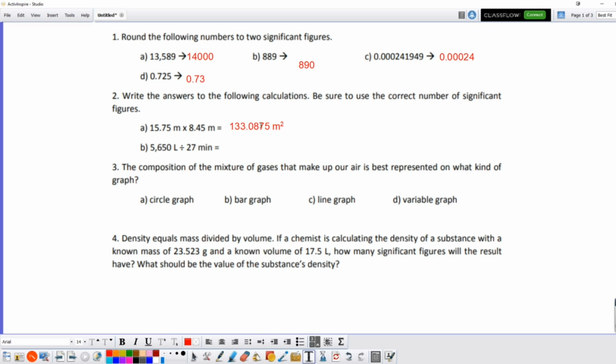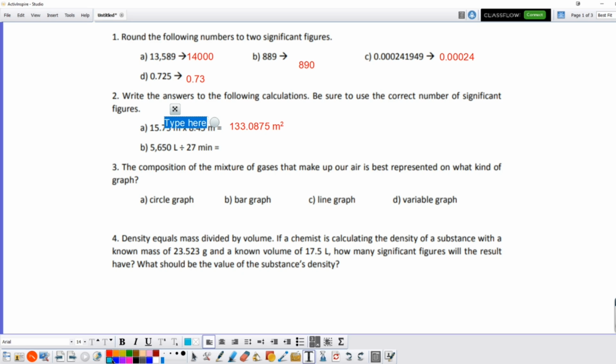Okay, this, however, is not correct because it's not the correct number of sig figs. If I want to round this to the correct number of sig figs, I got to review my multiplication rules. And remember, for multiplication and division, you take a look at the entire number and count the number of sig figs. So how many sig figs are there in 15.75? Well, it looks like there's 4, so I'm going to put the number 4 here.